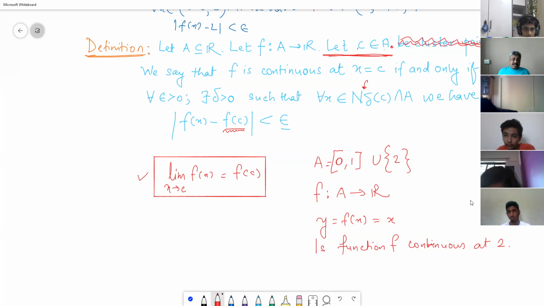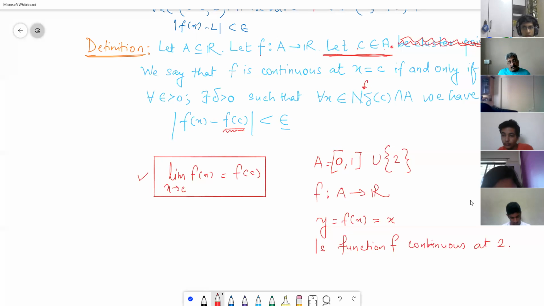Therefore, the left hand limit does not exist, the right hand limit does not exist. The points are not there. How will you find them? Those points are not there in the domain. You will not be able to find the left hand limit, right hand limit. And therefore, we don't have a choice but to accept that the function is continuous at an isolated point.